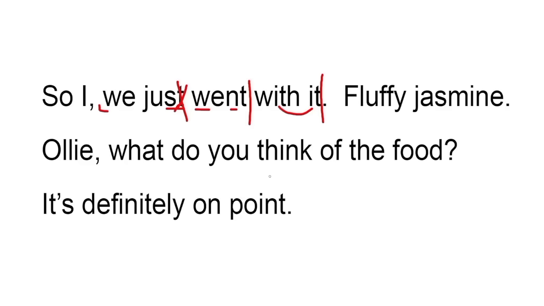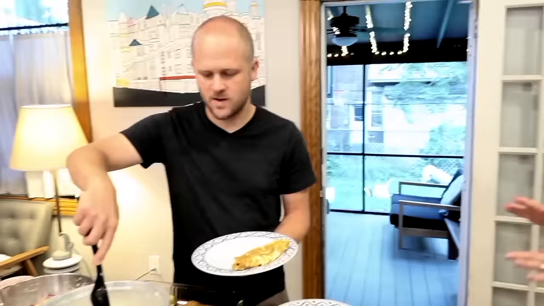This is Fluffy Jasmine. Now, someone else is talking in the background. It's a little hard to hear, but these are two-syllable words with stress on the first syllable. Fluffy Jasmine. All linked together, all part of the same thought group where we have one steady line of intonation, of pitch. Nothing choppy, nothing broken up. This is important in American English.